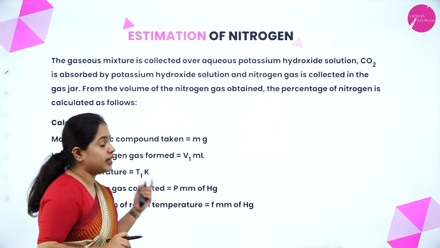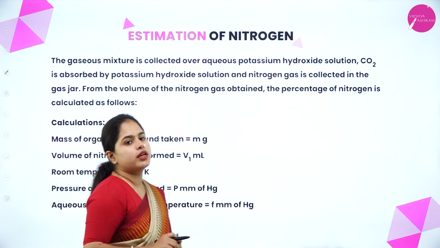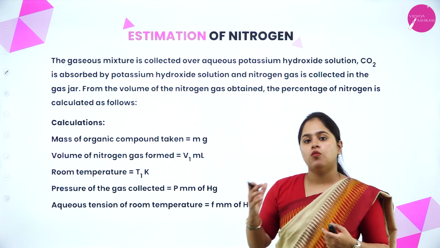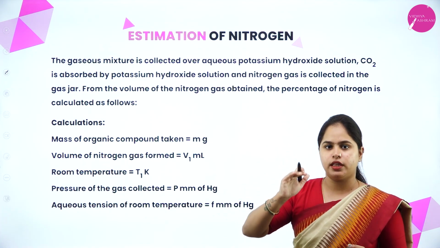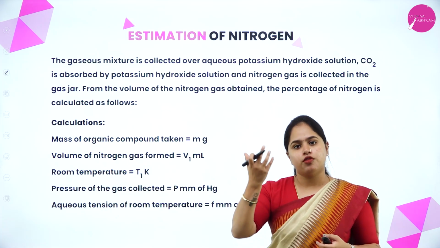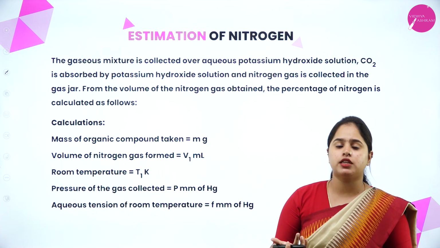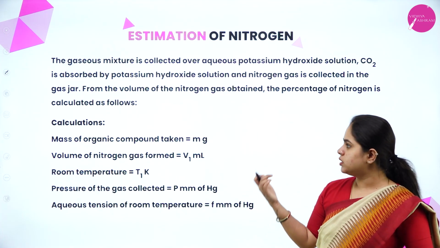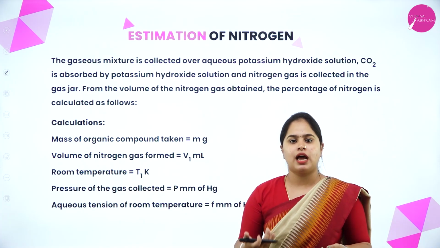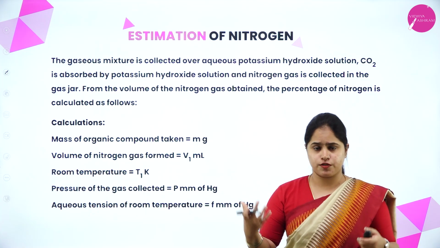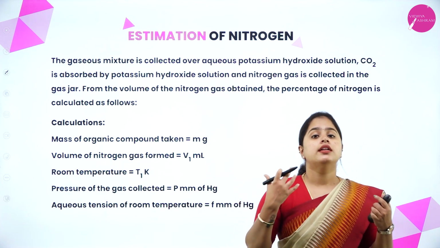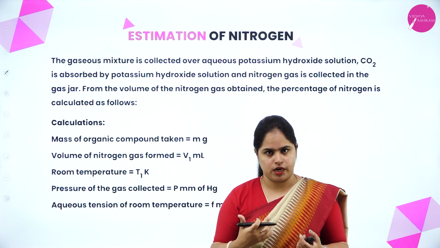From the volume of the nitrogen gas obtained, we can calculate the percentage of nitrogen which is present in the organic compound. So once you obtain the nitrogen over the potassium hydroxide solution, from the amount of nitrogen gas which is obtained, we can calculate the percentage of nitrogen. So now let's see the calculations, how we can calculate the percentage of nitrogen, because we are doing quantitative analysis, right? We need how much percentage of nitrogen is present in the whole of the organic compound, right?